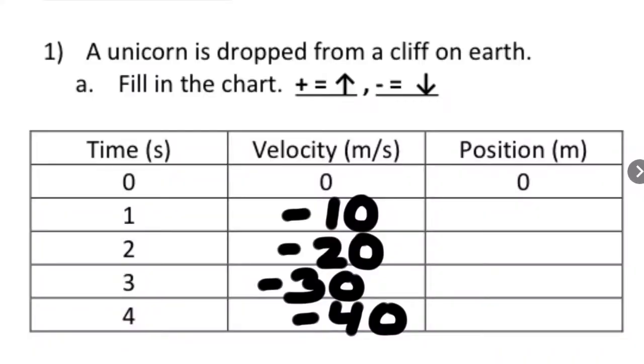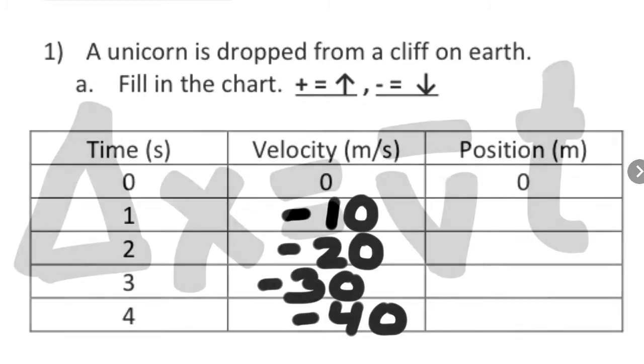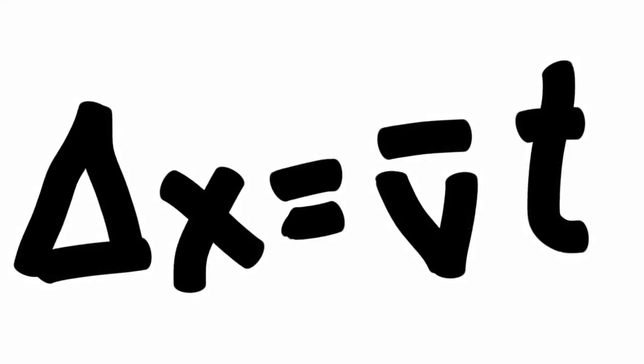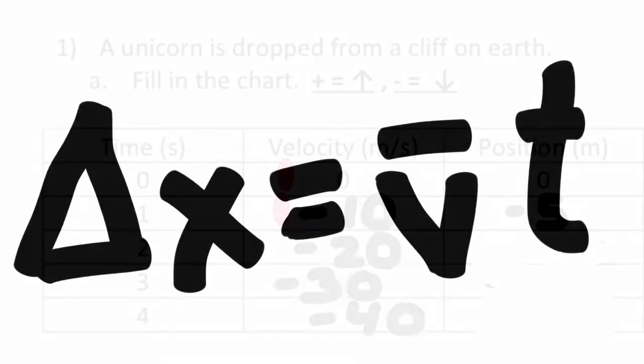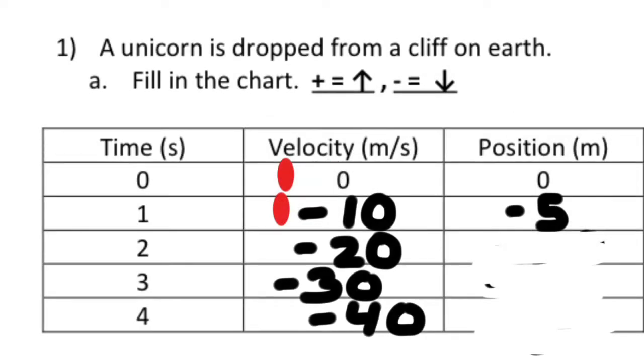So, first thing, it's 10 meters per second every second, and down is negative, so negative 10, negative 20, negative 30, negative 40. That's the velocity column. And remember that the position, the displacement, is the average velocity times the time. So take the average of the first two velocities and multiply by the time. 0, negative 10, average is negative 5, times 1 is negative 5.